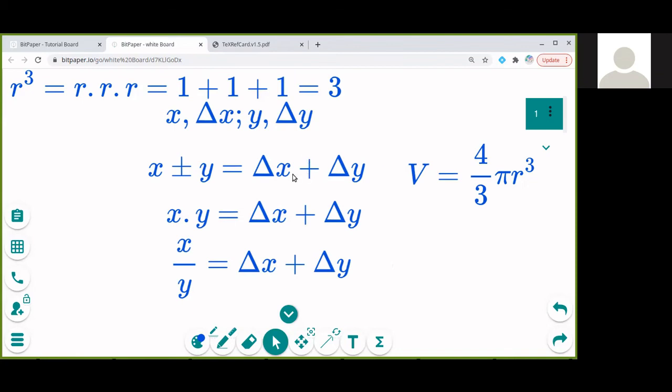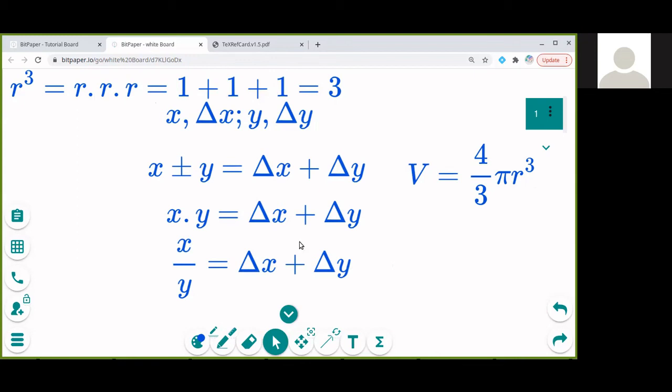When we divide or multiply, the uncertainty is always the uncertainty in x plus the uncertainty in y. If there is a cube or a square, you have to write it out, for example, r cubed is r times r times r. Therefore, you have to add together the uncertainty for that measured value. Okay? Is it clear?